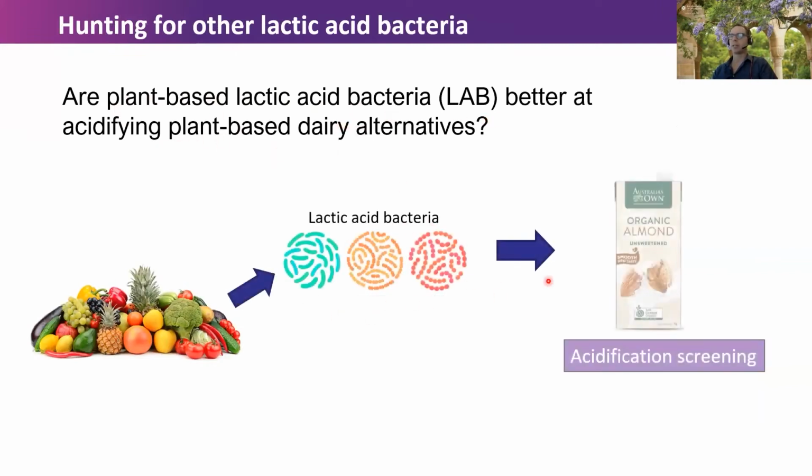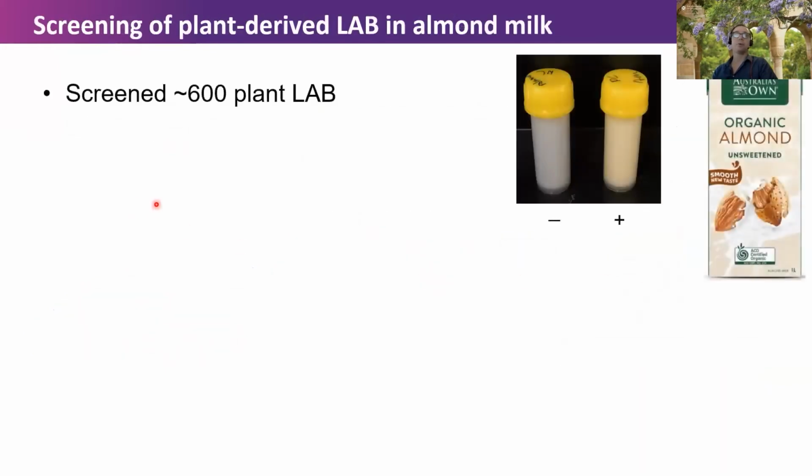So again, our collection, and we did acidification screening in almond milk that we bought. Ten years later, a few of those strains had died in the freezer or appeared contaminated, so we didn't really worry about them. But we managed to get 600 out of that collection from about 900. And we inoculated those individually into unsweetened almond milk that doesn't have any additional sugar. And we added a pH color indicator in there, bromocresol purple, which changes color.